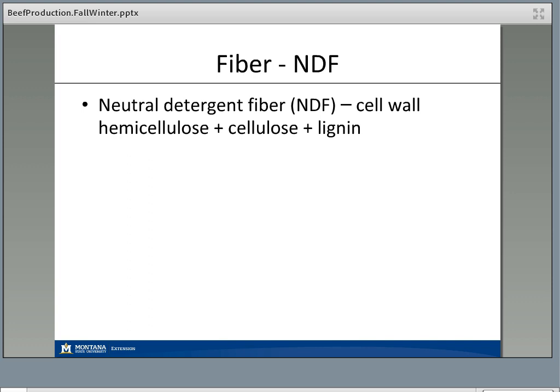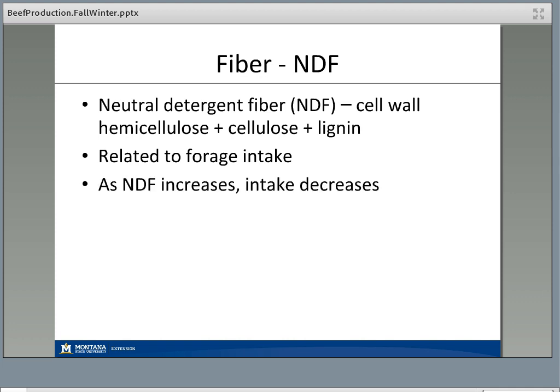So like ADF, NDF can help us predict animal performance, and it's related to forage intake in the same way that as NDF increases, intake decreases. Okay, so a feed that has a higher amount of fiber as NDF, a cow isn't able to eat as much of.